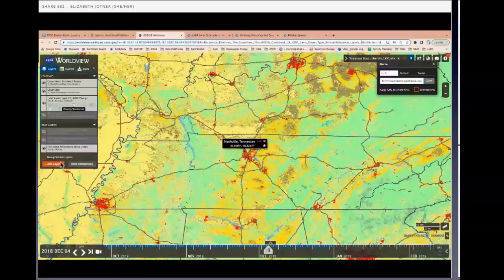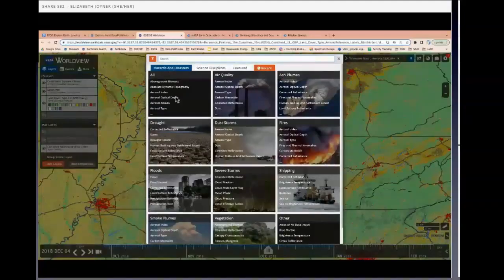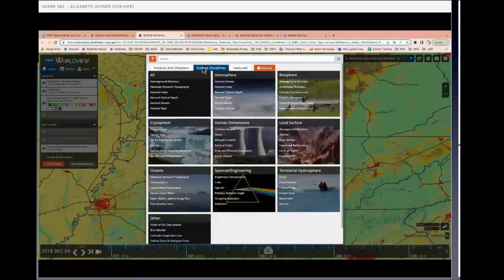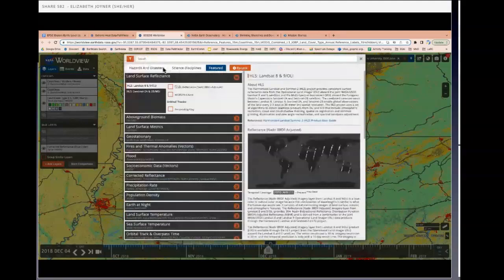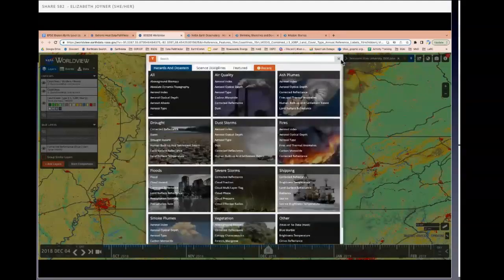Okay, so I'm going to add layers. I know this is way too fast and I'm so sorry, but you can search for different variables by their topic. So look at this. We've got droughts, floods. You can add these data. You can also search by science discipline. I'm more of a disciplinary kind of thinker. So if I'm a biology teacher, I'm going to go to the biosphere and select those data. Let's see, so I'm going to just leave it at that.